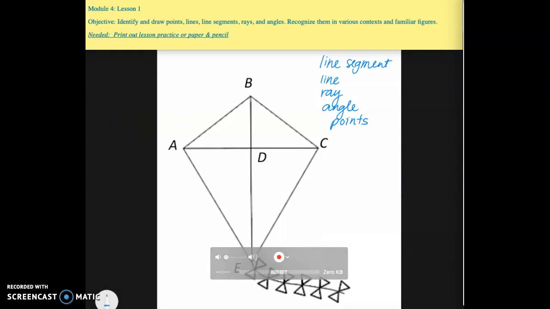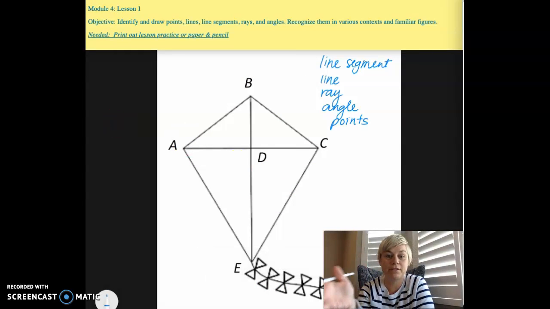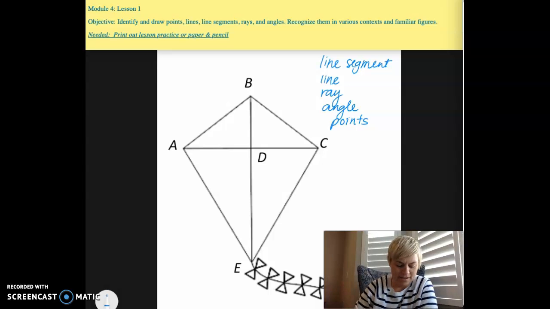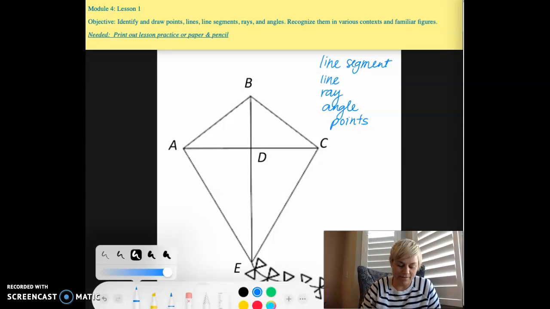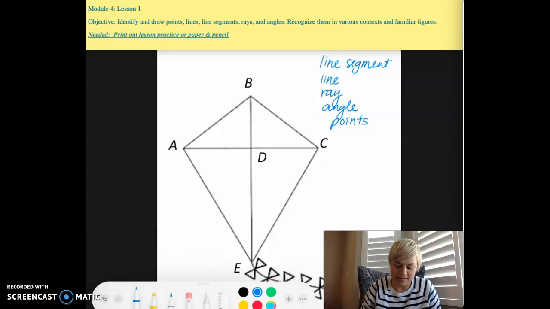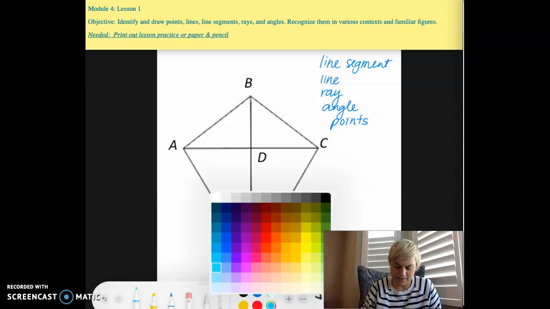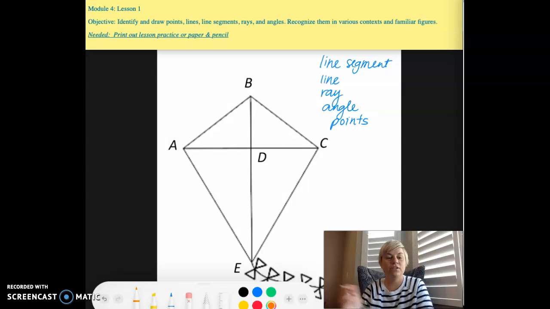All right, before we were just putting a bunch of points and lines and angles on a page. Now here is something that is a familiar object. What is it, everyone? That's right, it's a kite. Let's see if we can find any of the things that we just talked about in this kite. And if you don't have one, you can draw this on a paper right now and follow along with me.